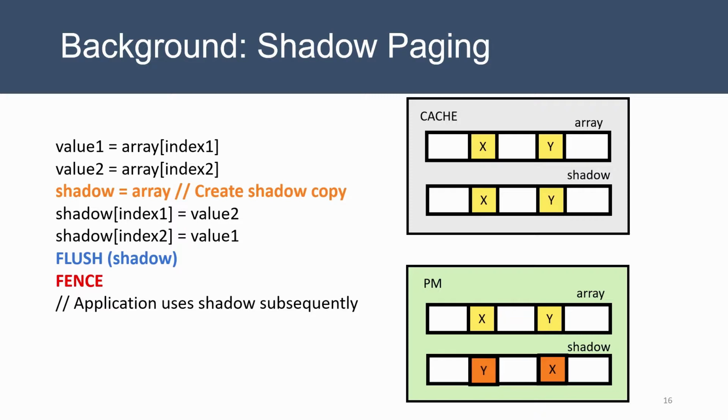So again, if you look at this code snippet now, we have just one fence, so just one ordering point. But we've added some new things now, right? We've created this entire copy of the array at the top, and we've flushed out the entire copy of the array at the bottom. So you've taken, okay, question.